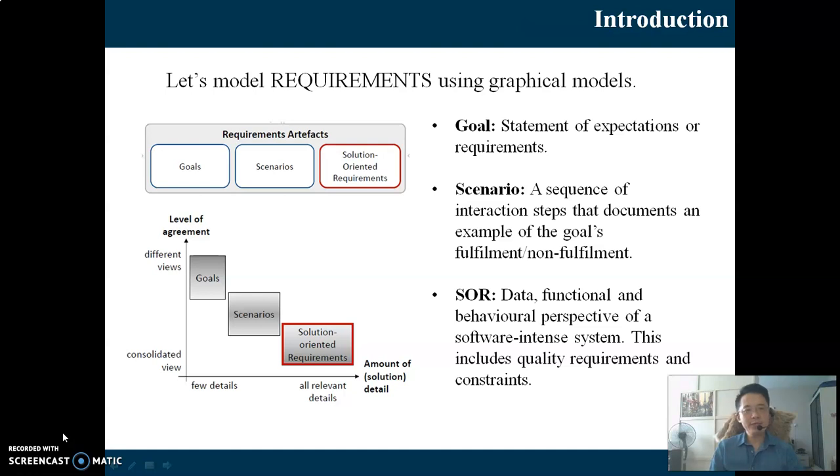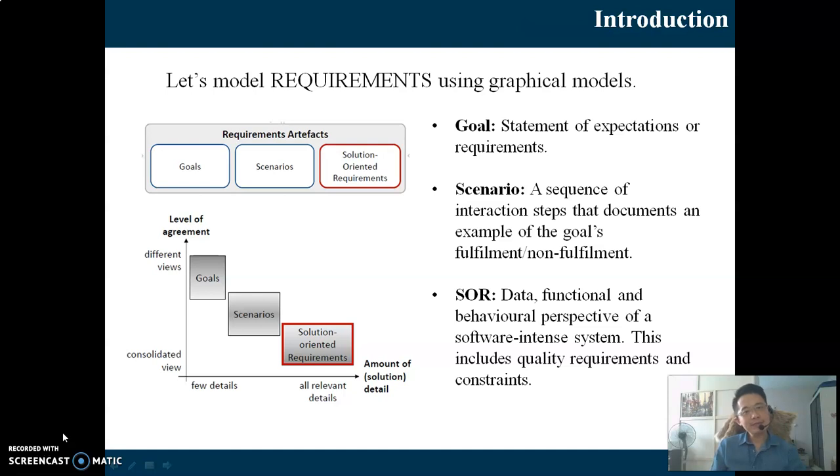Let's begin with goals. Goals have less detail. It's a general statement of requirements. And the views may be different. If you ask the top management, or if you ask the people on the ground, there will be different views of the same goals. Examples are more concrete. Examples offer more details. Examples are clearer.